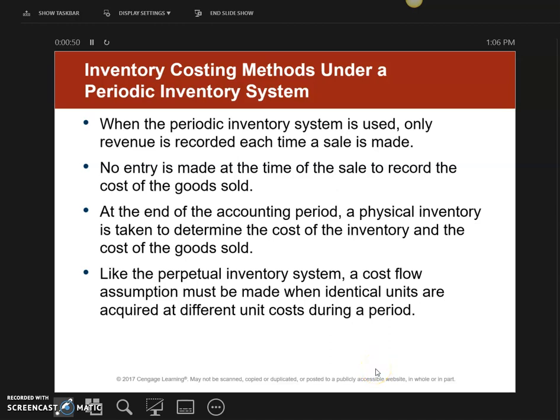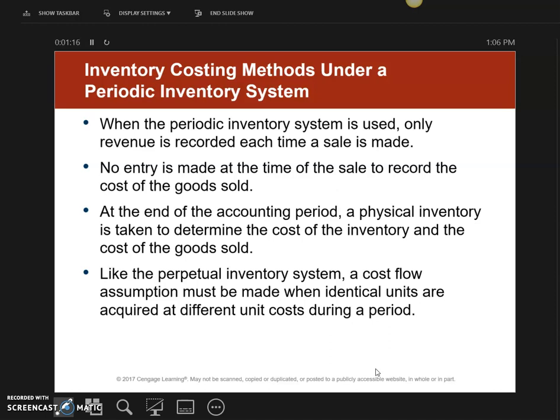Now we're going to examine how to cost inventory under the periodic inventory system. This is a little different. In a periodic system, we are only concerned about when I actually make purchases. So I don't actually do anything when I'm selling the product. At the end of the accounting period, I do a physical inventory and find out how many I actually have on the shelf.